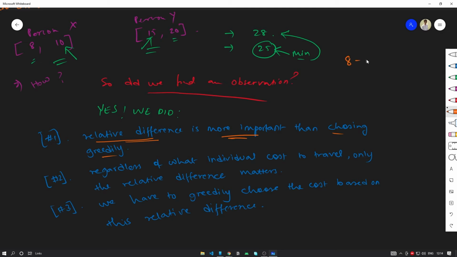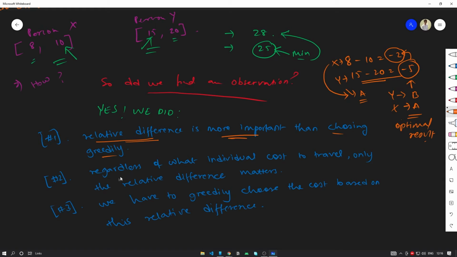In this test case, that is 8 minus 10, which is minus 2, and 15 minus 20, that is minus 5, we see that the relative difference of person Y is smaller compared to the relative difference of person X. As a result, it would be cheaper to send person Y to city A as compared to sending person X to city A. And since we are bound to sending only one of them to either city, we decided that we would send person Y to city B and person X to city A, which would definitely give us the optimal result.